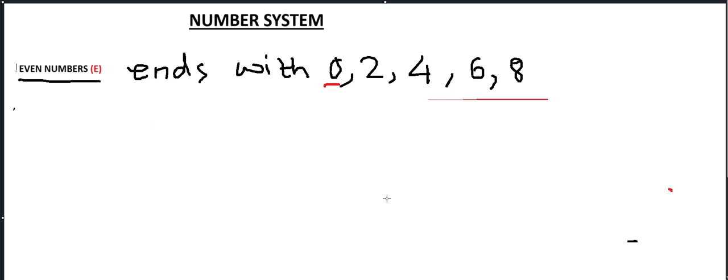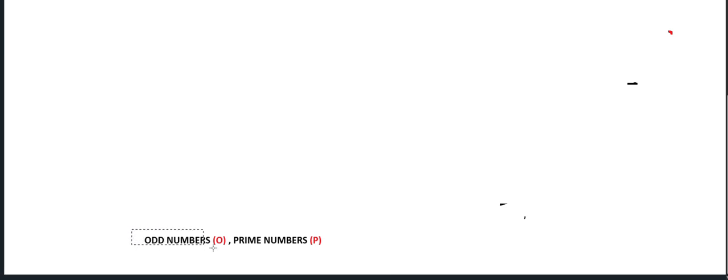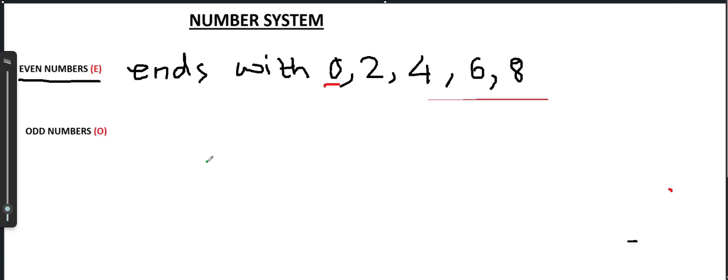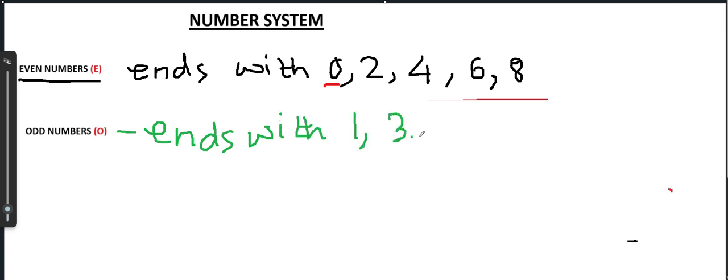Now let's go to odd numbers, which are generally written as O. Odd numbers are not divisible by 2. So let's write the odd numbers. Odd numbers end with 1, 3, 5, 7, 9. Okay, let's find out how each of these single digit numbers are odd numbers.